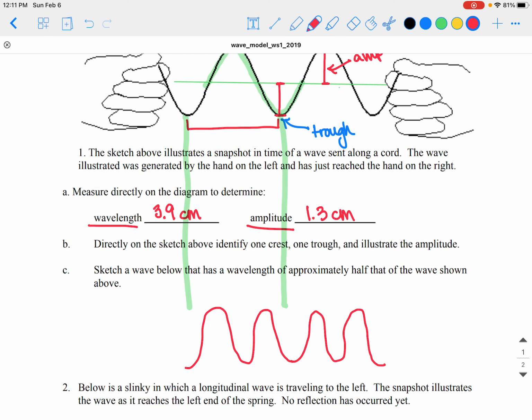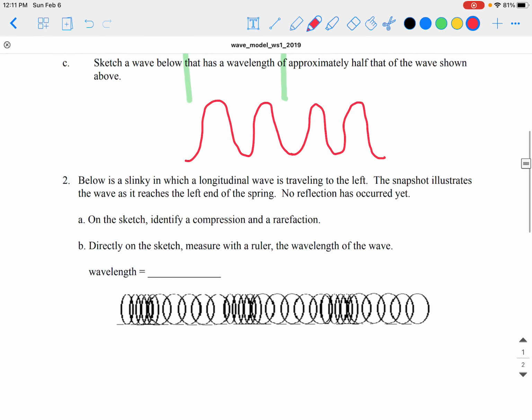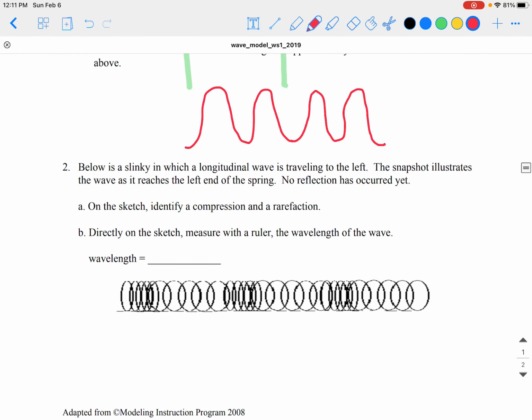Okay, the next question shows us a slinky where we've got a longitudinal wave this time, and that means it's traveling left and right, and we want to identify compressions and rarefactions. So compressions are pretty easy. They are the points in which the slinky is compressed. Rarefaction would be the other point where it is stretched.